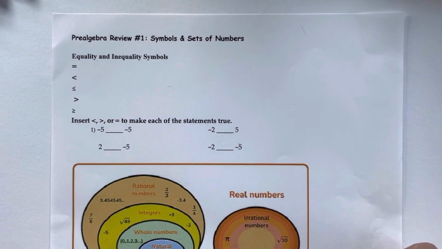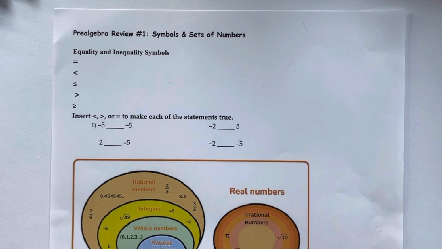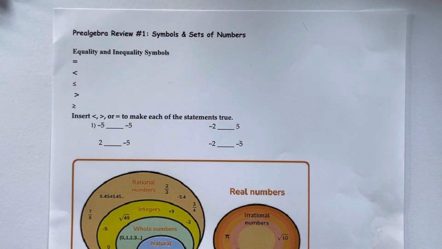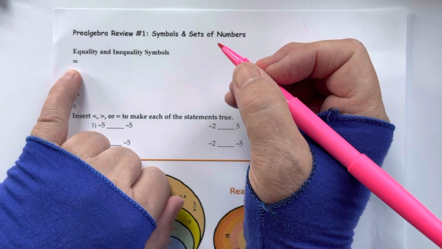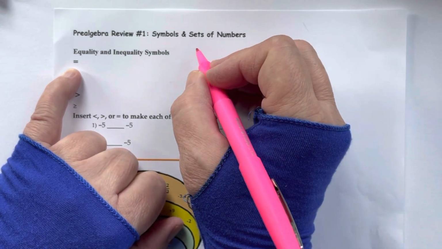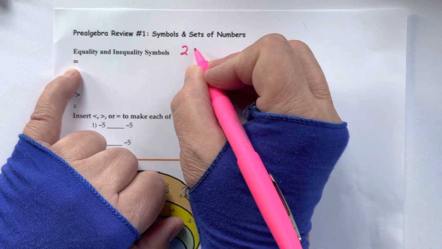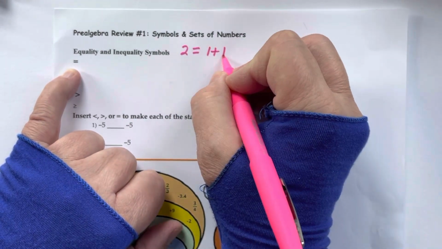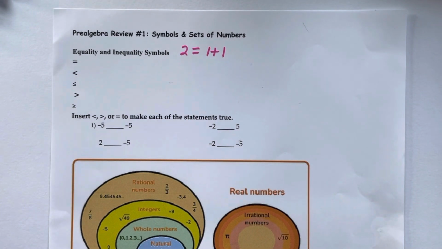Okay, first we're going to talk a little about some symbols in mathematics. The first few symbols are listed here. I'm going to give an example of each of those out to the side. The first one is the equal to symbol. The equal to symbol means the same as. So 2 is the same as, or is equal to, 1 plus 1. Okay, so that would be an example of using that symbol.